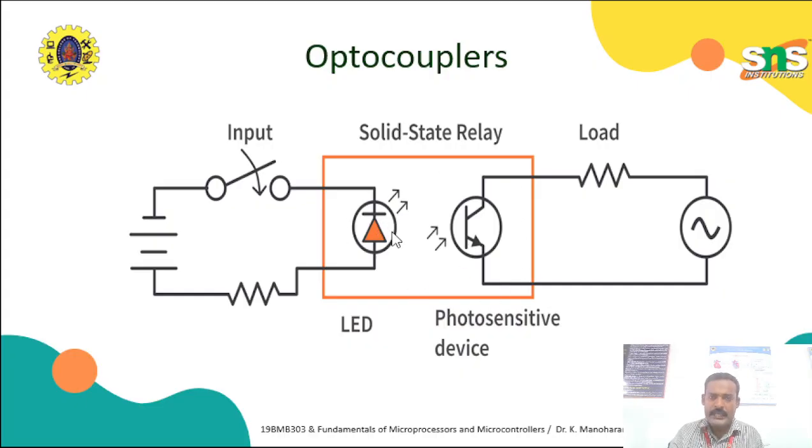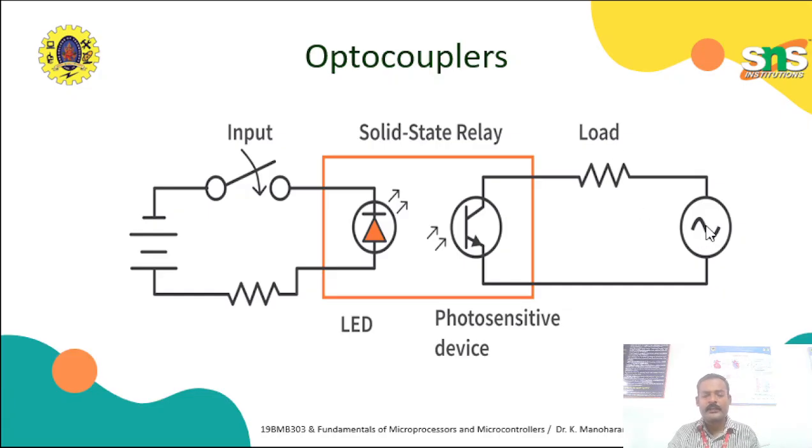Once this LED glows, this illumination will fall on this base. Once this light falls here, it generates the base current. Once the base current is obtained, the transistor turns on. Once this transistor is turned on, what happens? The load is connected to the supply voltage. This is the supply voltage, connected to the load, and that is connected to the transistor.